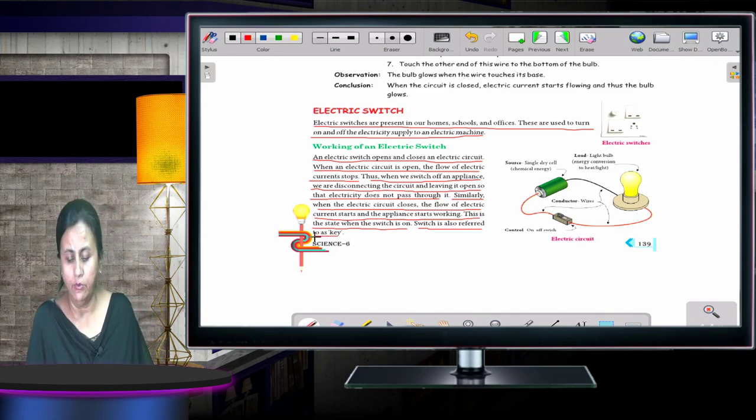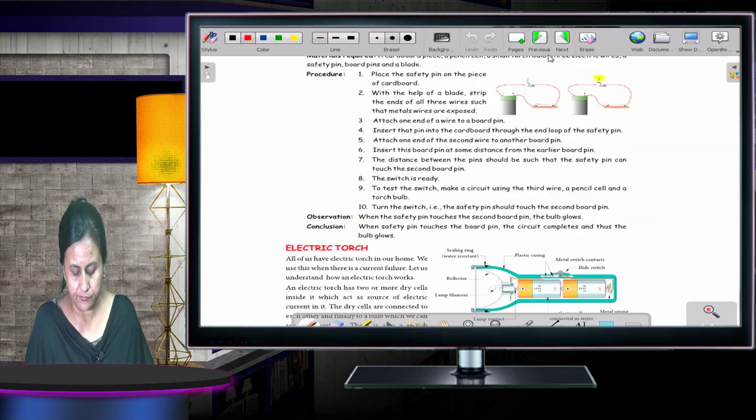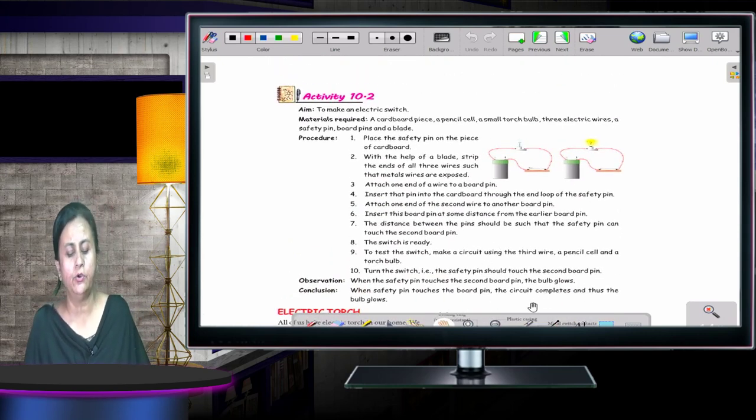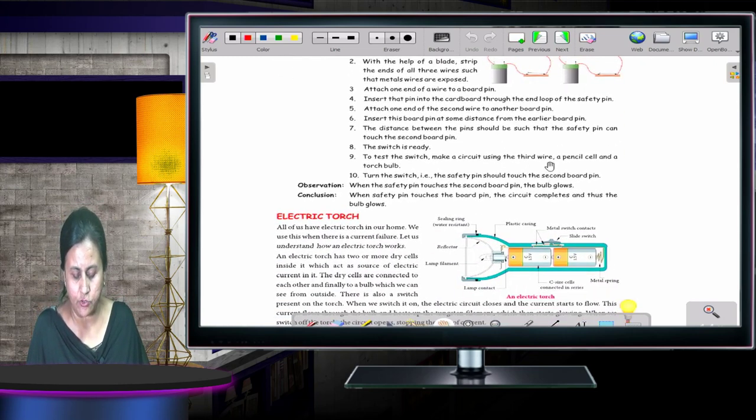Okay. Now, to the next one. Again, there is an activity which tells you how to make an electric switch. You can just go through it. Now, we will be talking about the electric torch, which is the last topic.